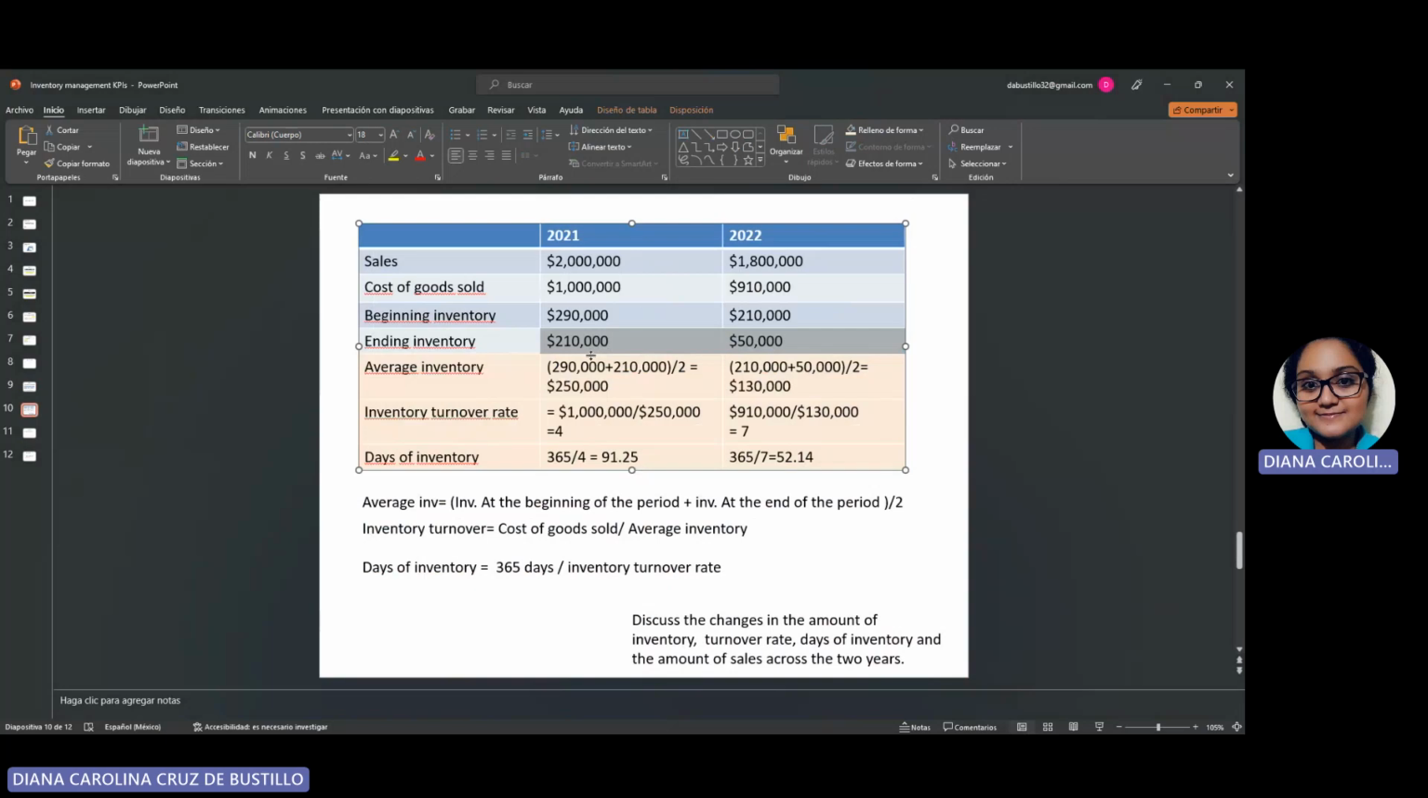You can see that the turnover rate also has improved. Before the just-in-time implementation, they were able to turn the inventory into money 4 times in a year. And now, after the changes, they can turn it 7 times. The inventory was turned into money, or into sales, 7 times in a year, which means that items were getting out of the warehouse more frequently. In terms of days of inventory, you can see that before the implementation, they had approximately 91 days on average equivalent of inventory at any moment of time.